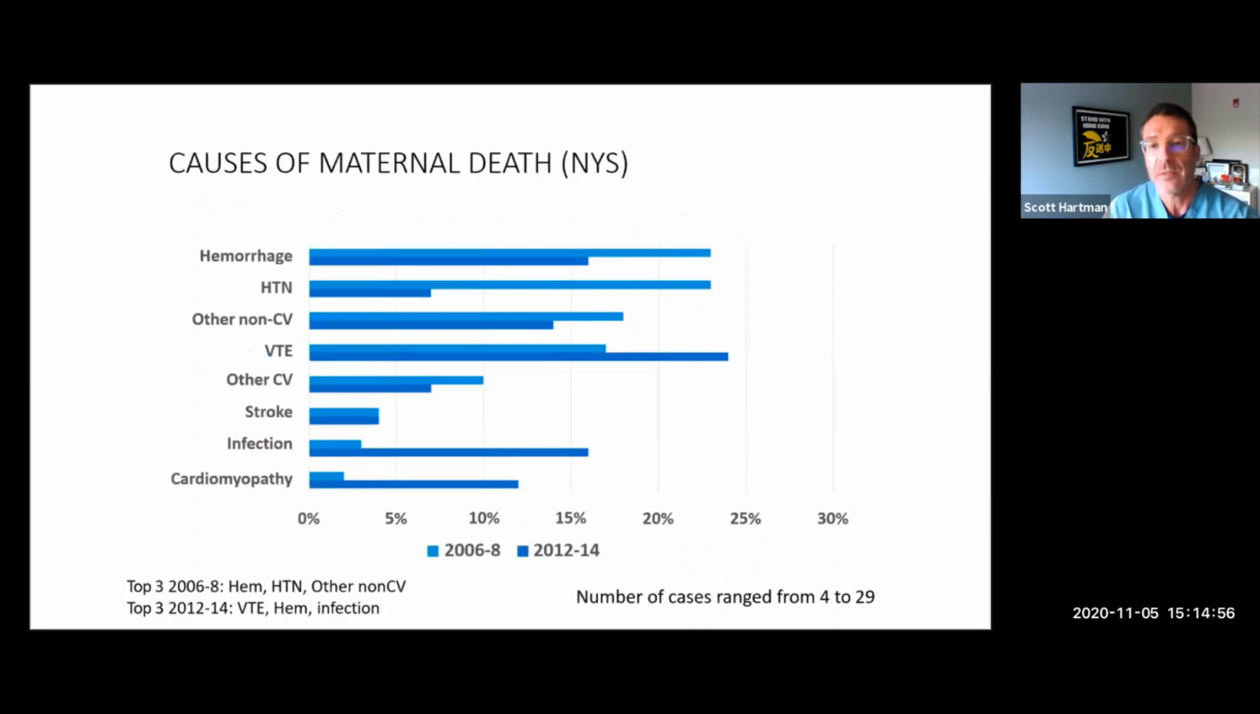So the causes of maternal death, and this is New York State data, it has shifted a bit. So in 2006 to 2008, we were really looking at hemorrhage as the top cause, and then hypertension and some other non-cardiovascular causes. But it shifted a bit now where hemorrhage is still very significant. The venous thromboembolism and infection seem to have become more significant, statistically more significant drivers.